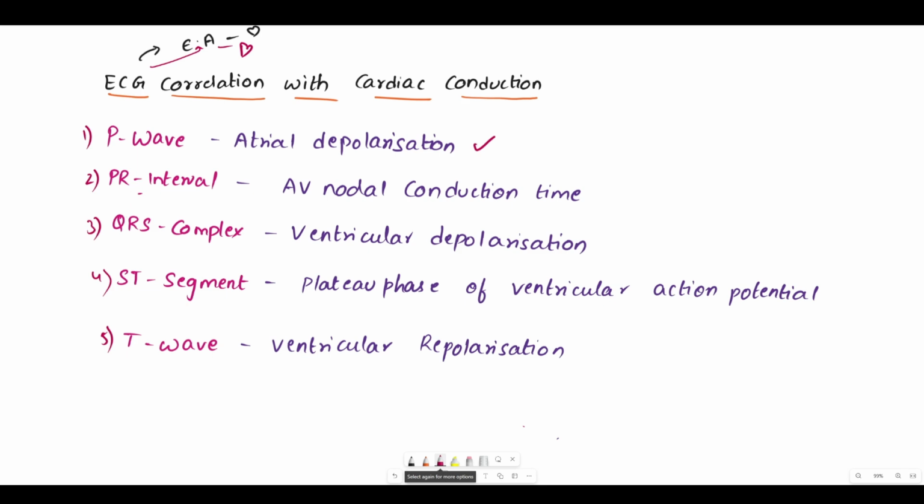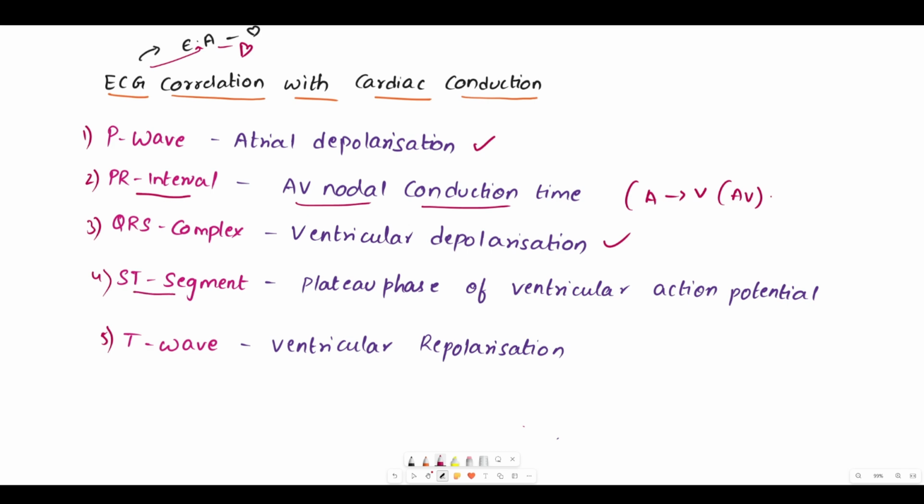And the second one is the PR interval. In the PR interval, usually there will be conduction from the atria to the ventricles. So we can see the conduction of atria to the ventricles with the help of the AV node. That's why this PR interval is useful for identifying the AV nodal conduction time. And the third one is the QRS complex. The QRS complex represents the ventricular depolarization.